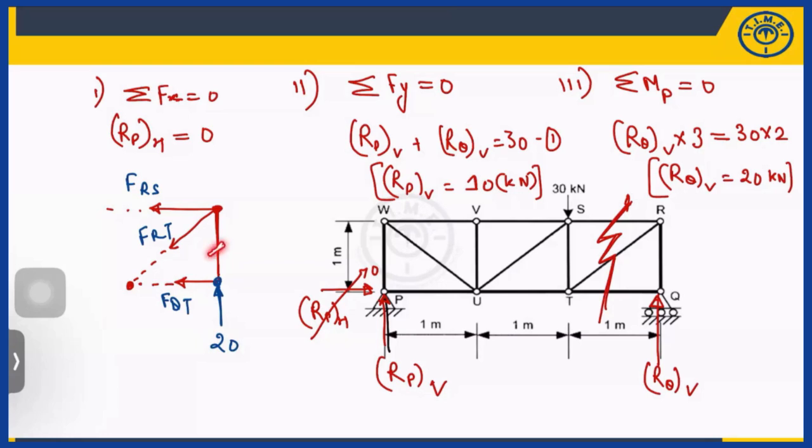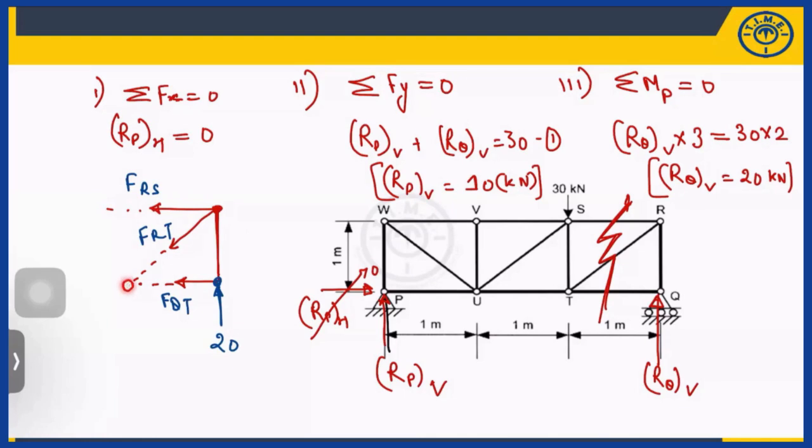Very simple. Summation of force in X and Y direction. If you take summation of force in Y direction, you can calculate the force in this member only. But where do you have to calculate the force? You have to calculate the force in RS. So why not calculate the force in this member? Because you already have one more equation, which is moment about any point is zero.